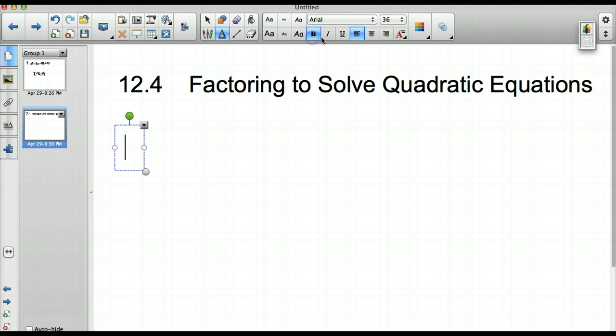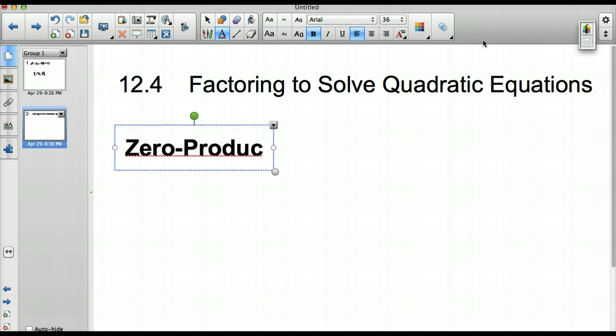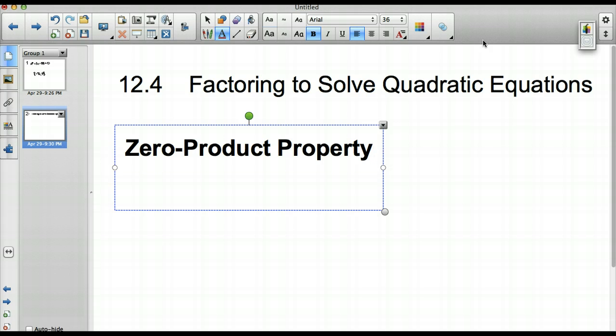There is one thing I want to talk about first before we get into some examples here, and that is what is called your zero product property. And this property, you probably already know it, but you've probably never really thought about it or given it a name before. So I want you to just imagine that you have two numbers. We're going to call them A and B.